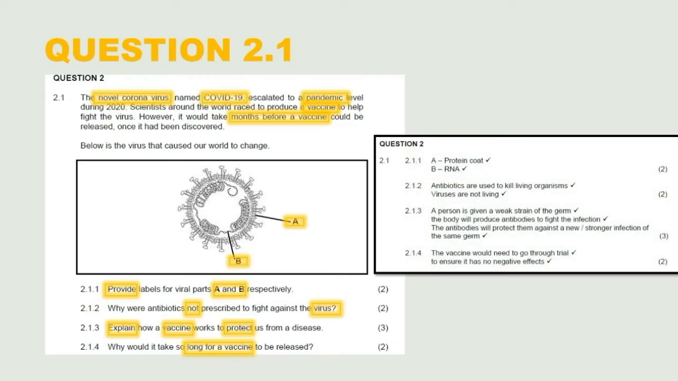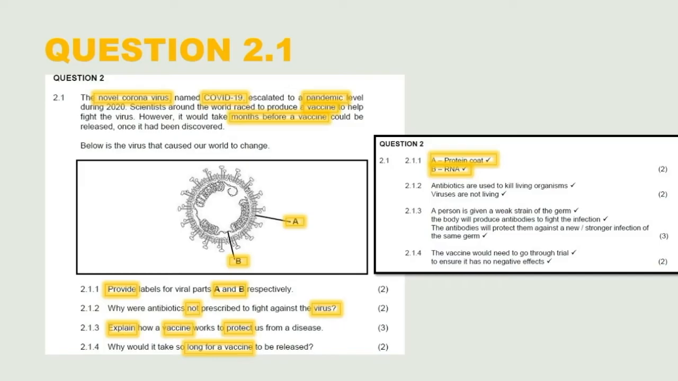So label A is the protein coat. Then we have label B, which is RNA. Here specifically, I feel that you can also write that it's a nucleic acid, because you do not necessarily have to know in the syllabus that the coronavirus is RNA. But this is something that you would have picked up throughout all the news reports regarding the coronavirus.